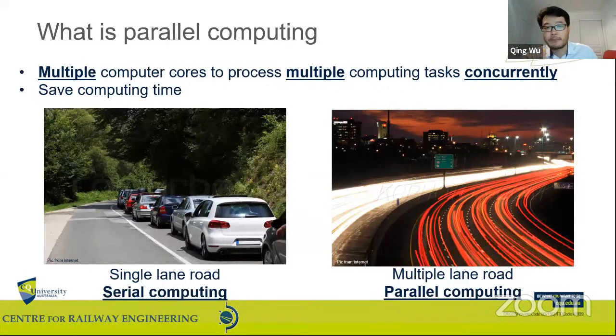So what is parallel computing? Just imagine you have two road systems, one with a single lane, one with multiple lanes. If you only have one single lane and one computer core, then you can only handle one vehicle or one computing task at one time. Then if we have multiple-lane roads, we have a multi-core computer, or we have a supercomputer which has 500 or 600, 1,000 computer cores, we can do 1,000 or even more computing tasks at the same time. So that is basically the concept of parallel computing.